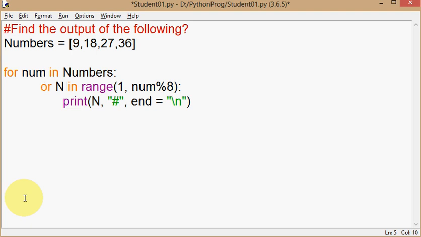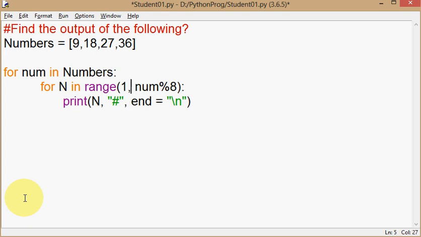So for the first time, when the value of num is 9, the range will be 1 to num % 8, that is 9 % 8, which is 1. When num is divided by 8, the remainder will be 1. So the range is 1 to 1. When the range is 1 to 1, the loop will be ignored and not executed even once.